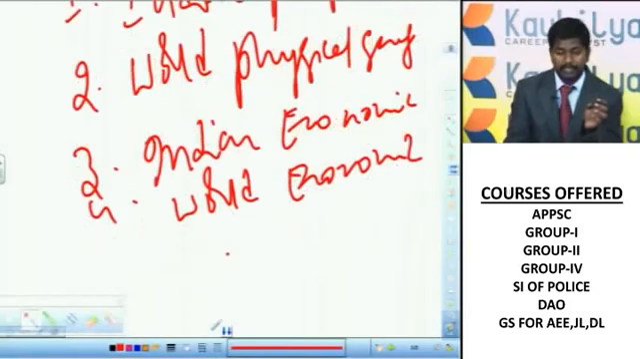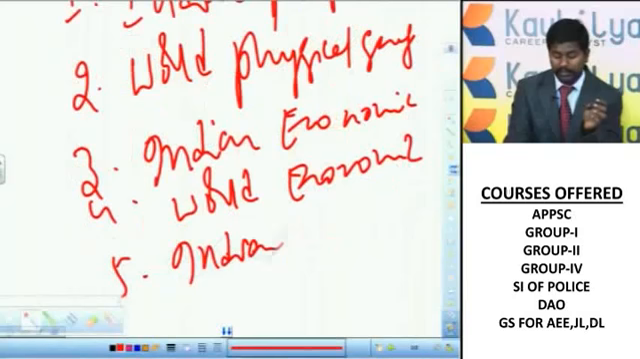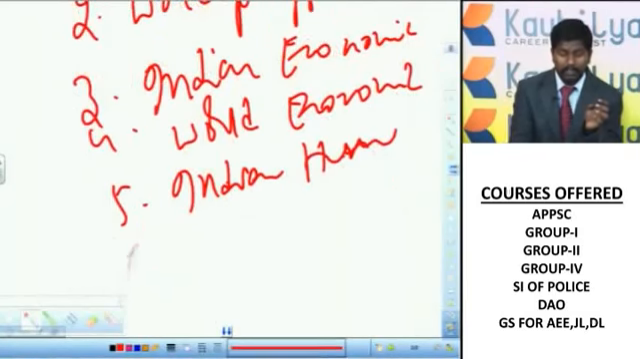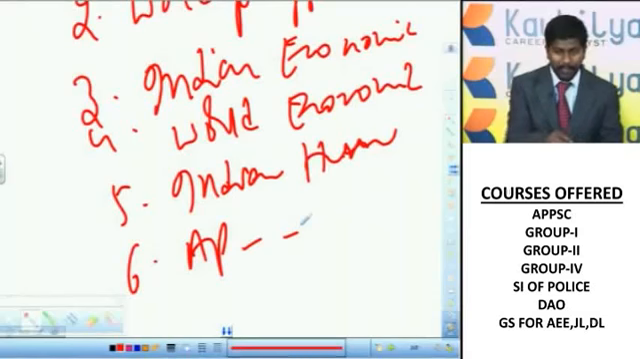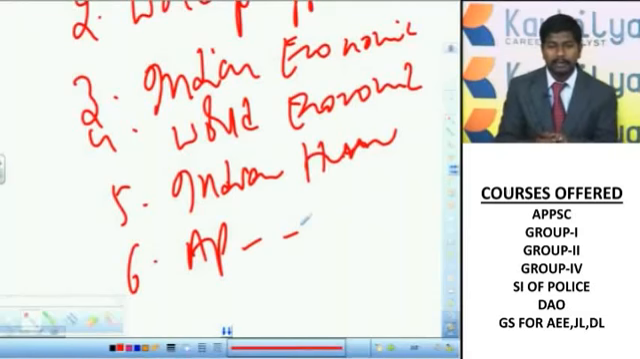And fifth one, Indian human geography. And sixth one, AP geography. That means if you divide the syllabus into a number of parts, these are the important parts according to the weightage of marks in the examination.